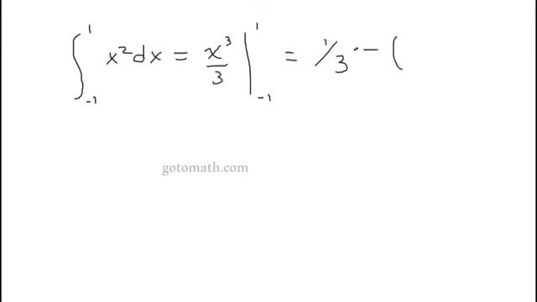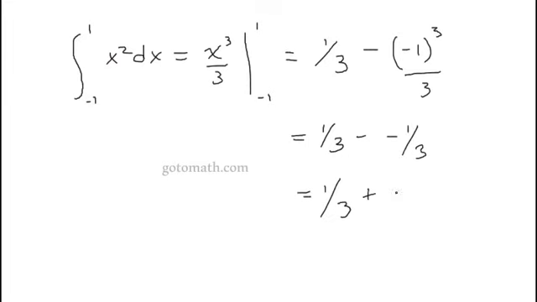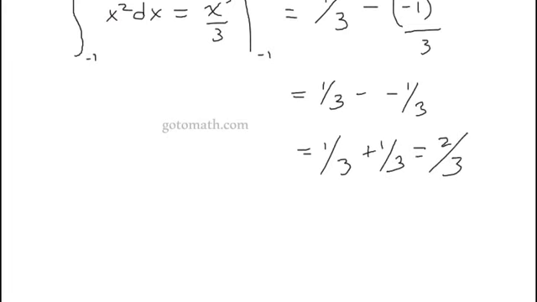we do the upper bound first and then the lower bound, (-1) cubed over 3. And of course that just becomes 1/3, and because this is raised to the third power, -1 is equal to -1. So you rewrite this minus sign, and then of course this becomes 1/3 plus 1/3, and that equals 2/3. I think we got time for maybe one more.